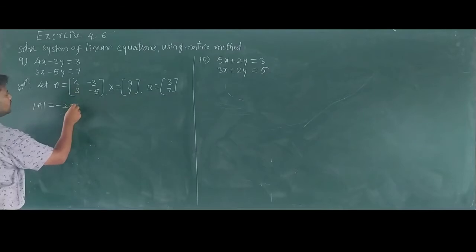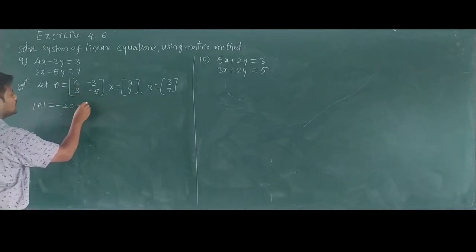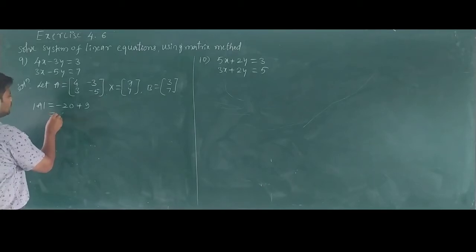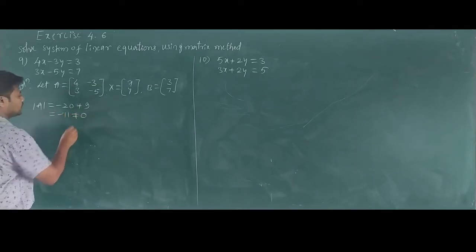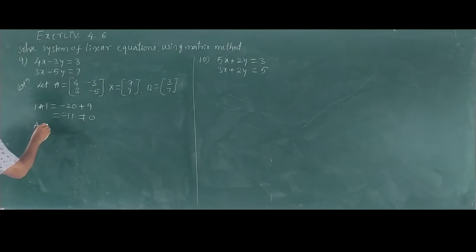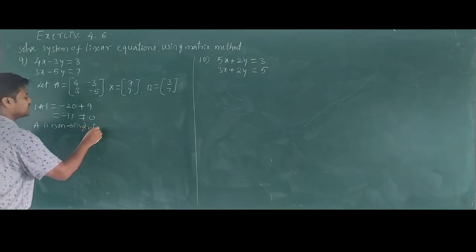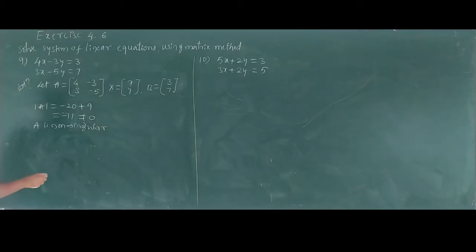Determinant of A equals minus 20, so minus into minus, plus 9. This equals minus 11, which is not equal to 0. This implies what? A is non-singular, so A inverse exists. Okay, A is non-singular. Next, find the adjoint of A.